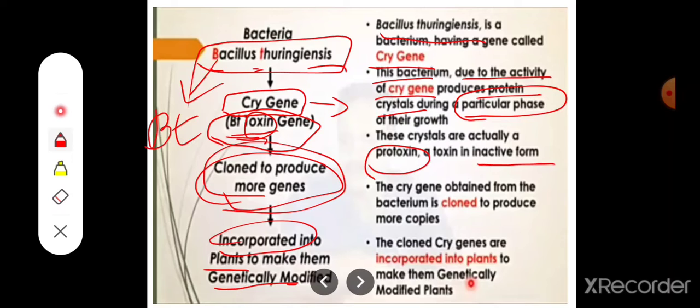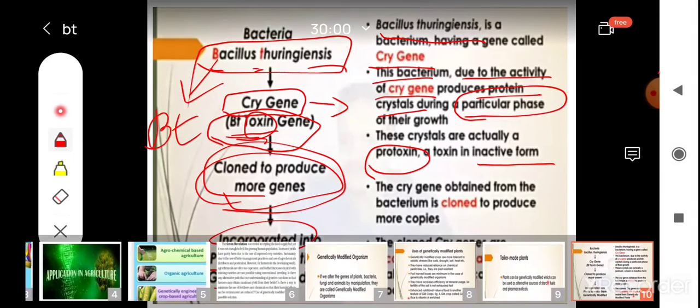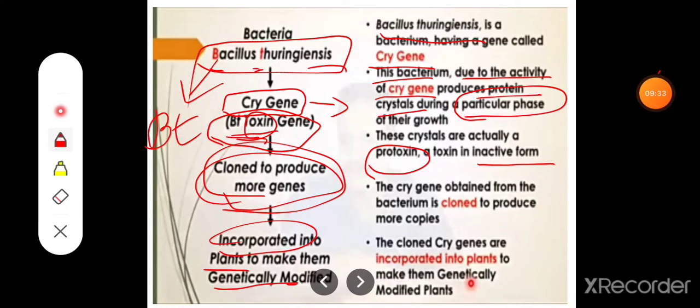Or else what will happen? Clotting will happen inside our body itself, right? So it is in an inactive form. Same way, this bacteria's body has the toxin called the protein crystal, which is Bt toxin, in an inactive form. So they produce a toxin in a protoxin way, which is called inactive form. Clear?